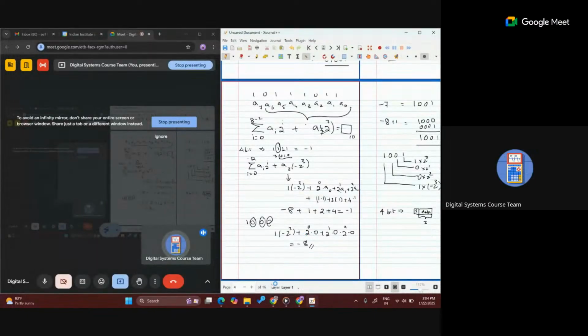Please be strong in this number system, because in the forthcoming courses I'm going to simply define that two numbers are represented in 2's complement representation. It means I assume that you know how to write any given number in 2's complement format. Based on that only we are going to design combinational circuits and even sequential circuits.